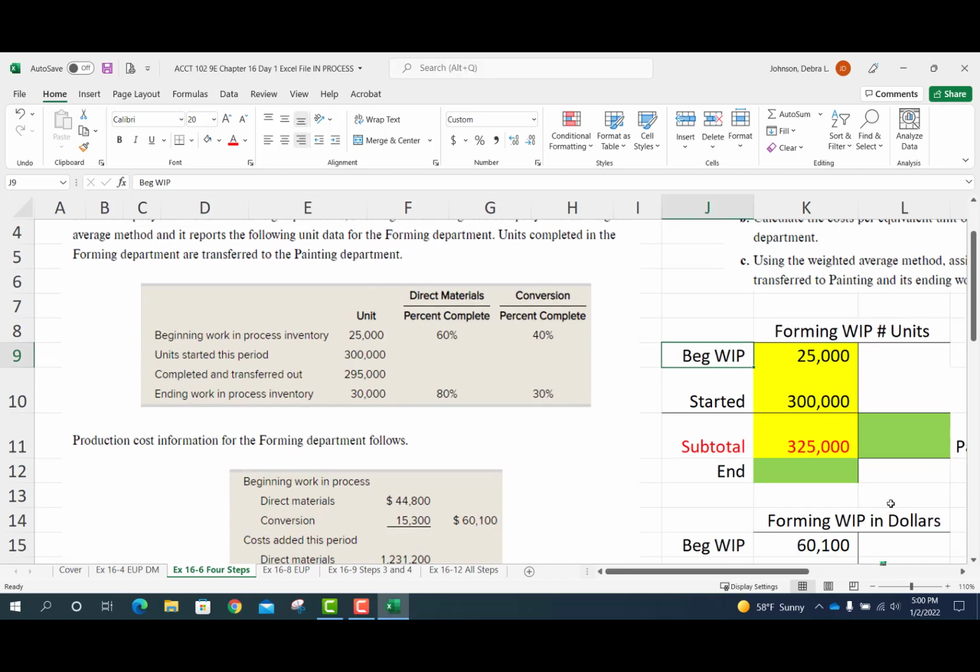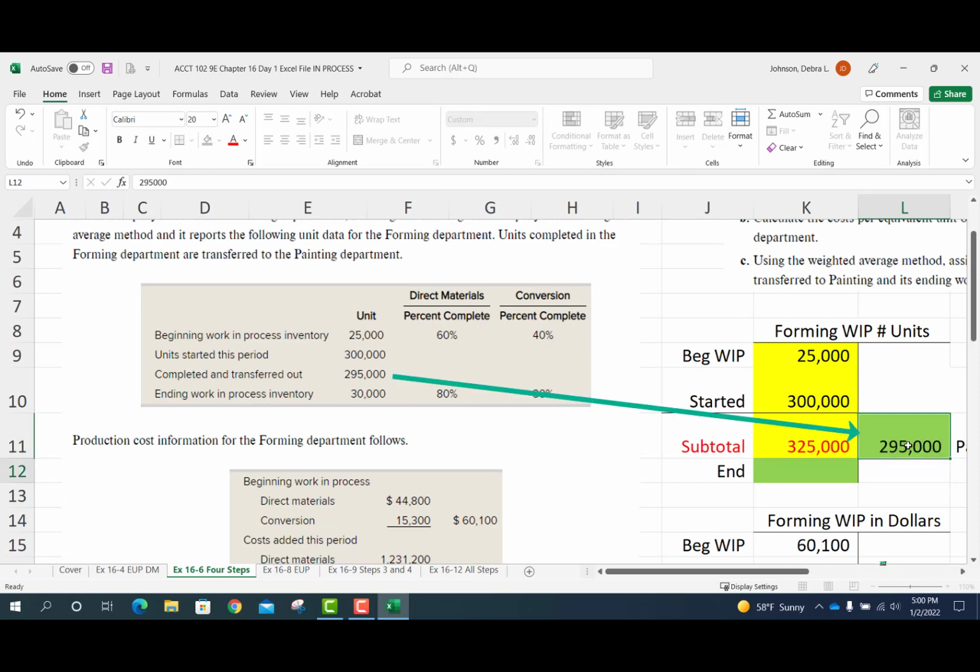Those units can only go one of 2 places, either to the transferred out, shown here in green, or if they're not transferred out, they are uncompleted and left here in ending WIP. The author will go back and forth on which information he chooses to give us. Sometimes he'll make us calculate the missing components, so it's important that you understand the logic. In this case, he gives us both the transferred out units, let me type those in, 295,000, and the ending WIP has to be 30,000.